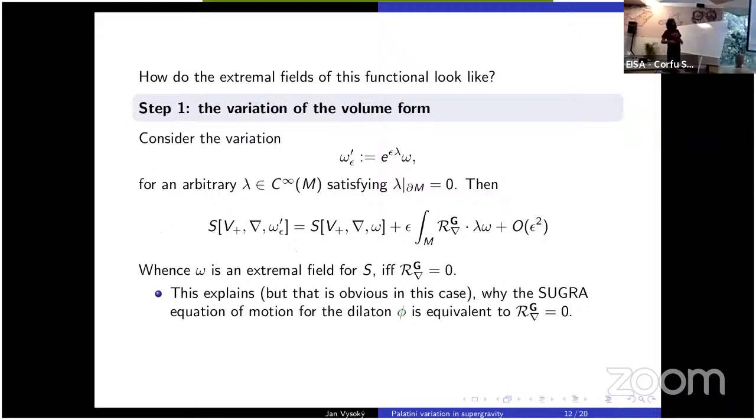So first you can vary the volume form. That's easy. You just multiply omega by e to the epsilon lambda, where lambda is some function vanishing on the boundary, and you find precisely a term proportional to lambda times omega, which implies immediately that this scalar function has to be zero. So the first equation of motion is that the scalar curvature vanishes. This explains nicely why the supergravity equation of motion for the dilaton is precisely this one, because variation of the volume form is the same thing as variation of the dilaton.